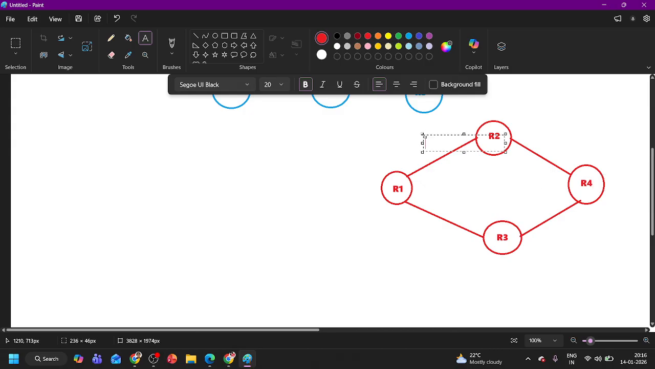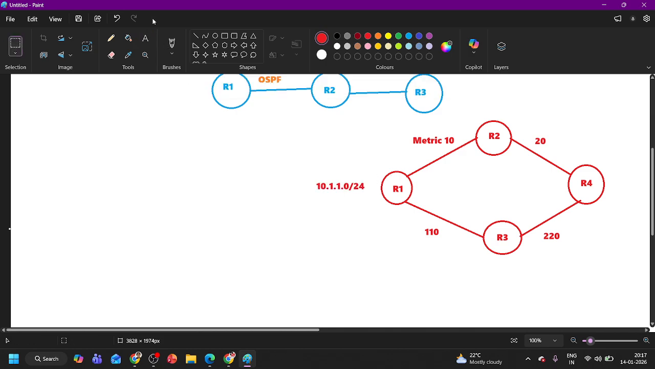Here let's suppose my metric is 10, here the metric is let's say 20, here the metric is let's suppose 110, and the metric over here is let's say 220, and behind router number 1 I have the LAN subnet 10.1.1.0/24. So router 1 is going to advertise this network information to its neighbors, right?